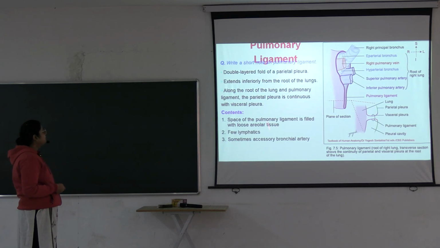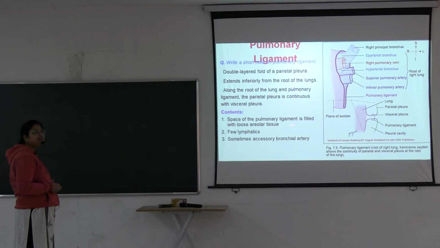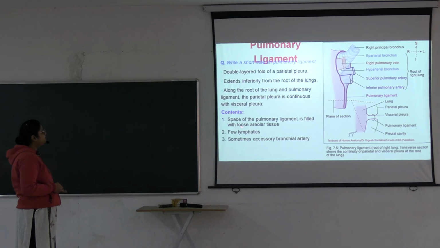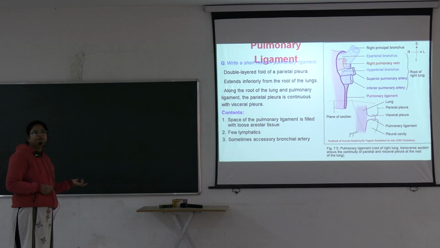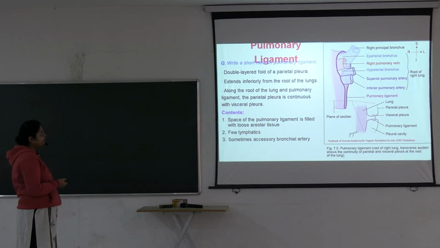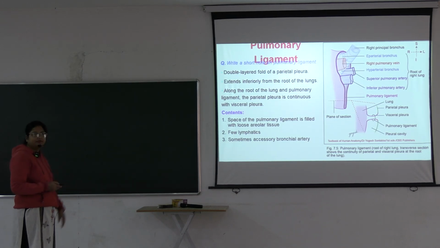Okay. What are the contents? The space of the pulmonary ligament is filled with loose areolar tissue, few lymphatics and sometimes accessory bronchial artery. So these are the contents of pulmonary ligament. It is asked in your viva, what are the contents? Filled with loose areolar tissue, few lymphatics and sometimes accessory bronchial artery. So we have understood the location of pulmonary ligament, extending just below the root of the lung, formed by a double layer of the pleura.